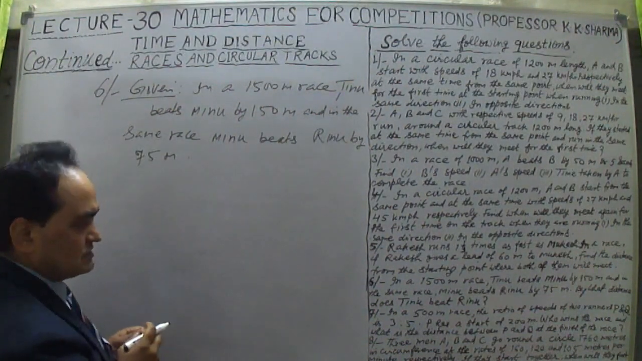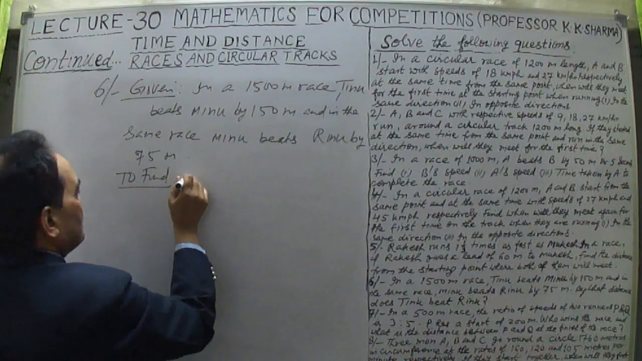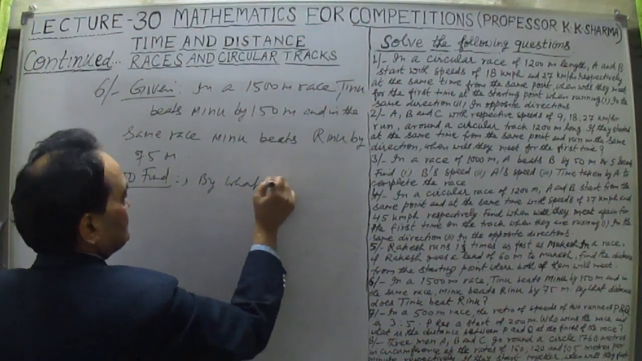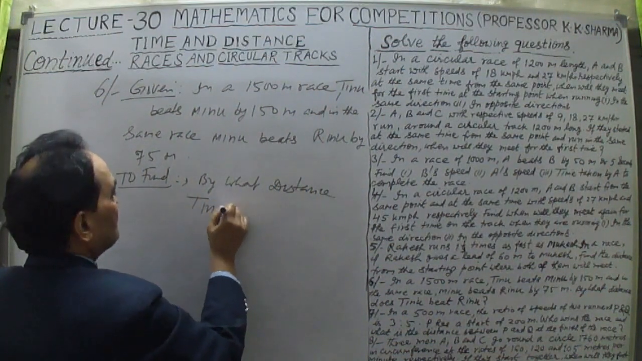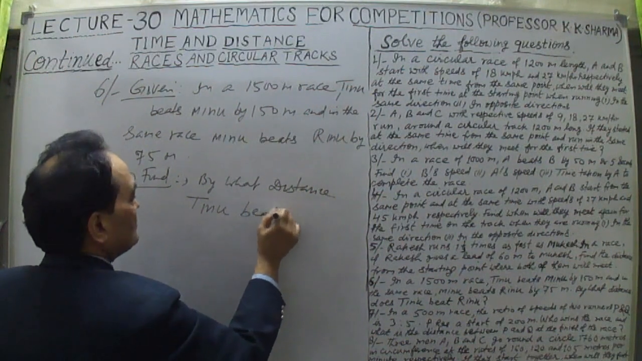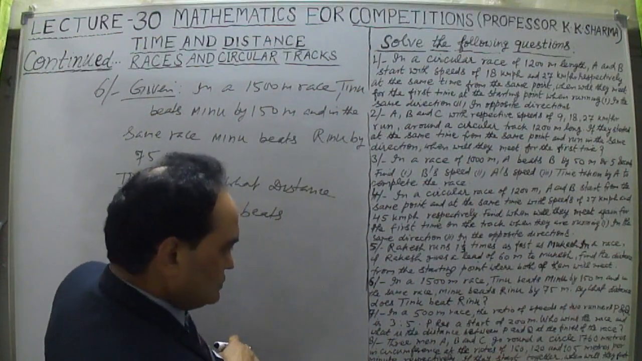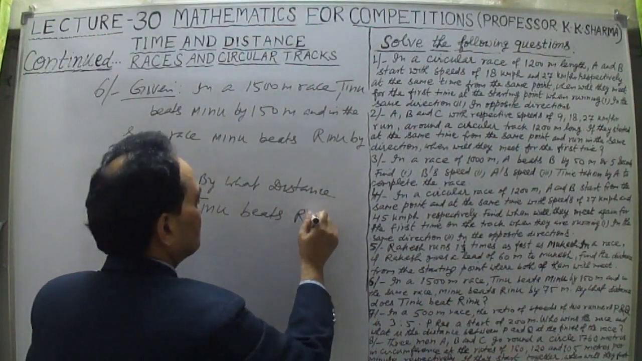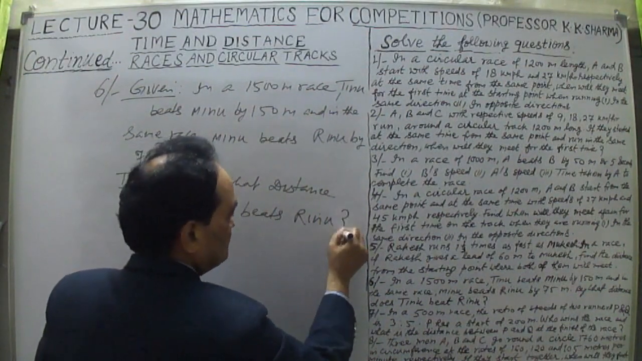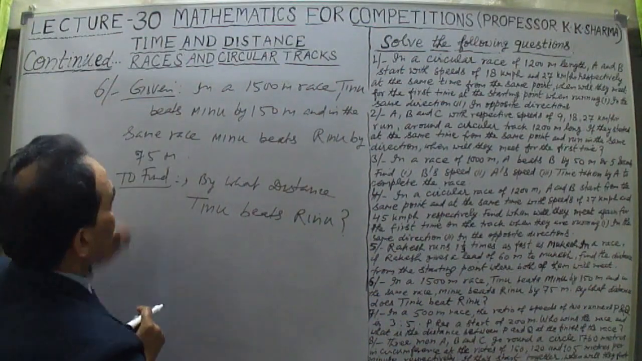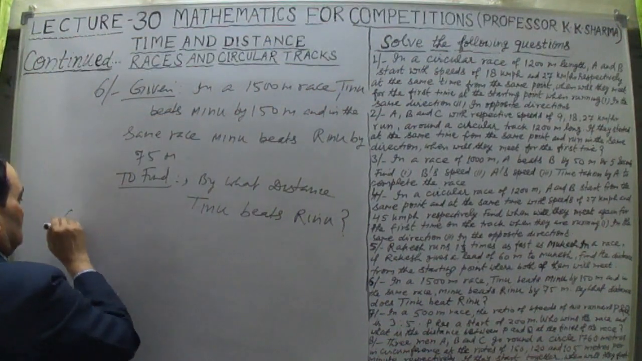By what distance does Tinu beat Renu? You find here. Tinu, the first one, beats Minu, the second one, and Tinu beats Renu, the third one. So by what distance Tinu beats Renu, the third one? This we have to find out. Tinu is the first one, Minu is the second one, Renu is the third one. So let me just check it.